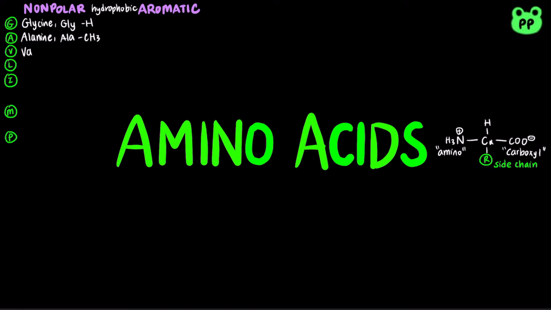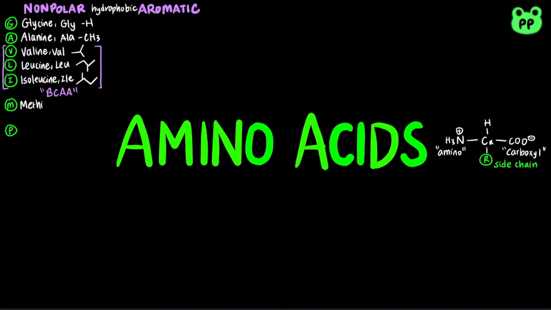V stands for valine, abbreviated as VAL, which has a 3-carbon isopropyl side chain. L stands for leucine, abbreviated as LEU, and I stands for isoleucine, abbreviated as ILE. Leucine and isoleucine are structural isomers of each other, both with a 4-carbon side chain. Together, valine, leucine, and isoleucine are known as the branched-chain amino acids, abbreviated as BCAA.